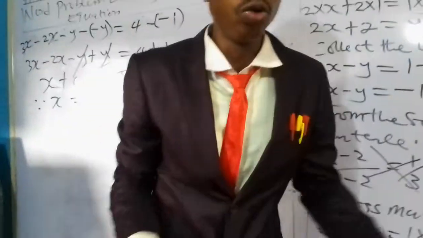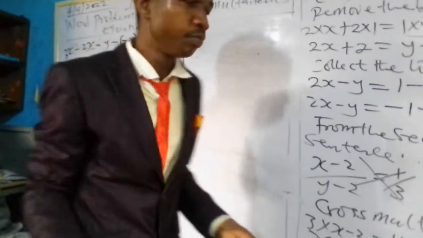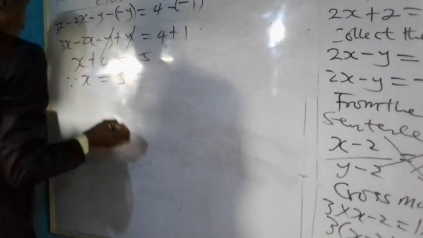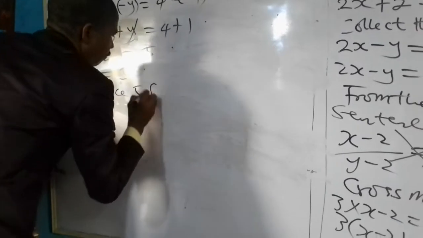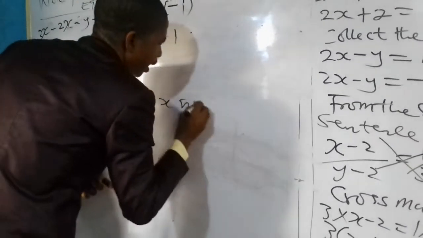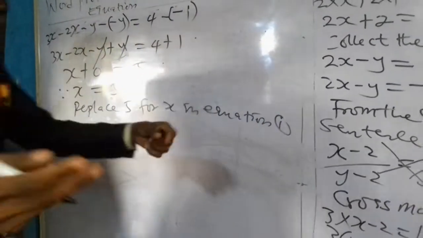We now substitute the value of x, 5, in any equation. Let us replace 5 for x in equation 1.